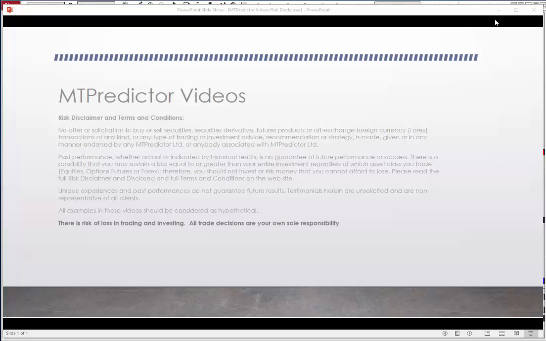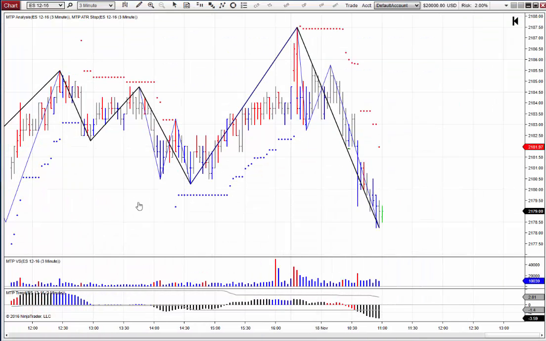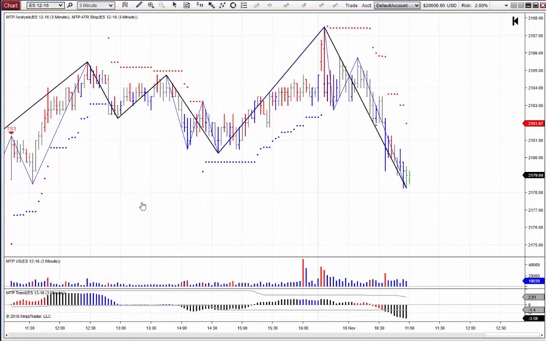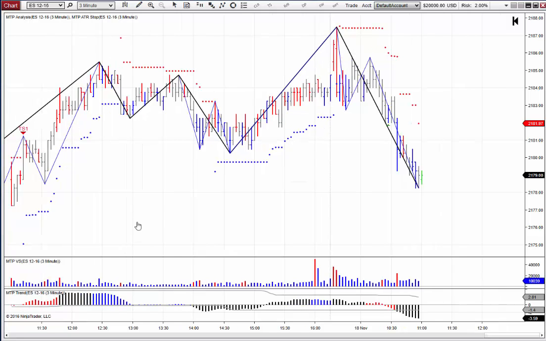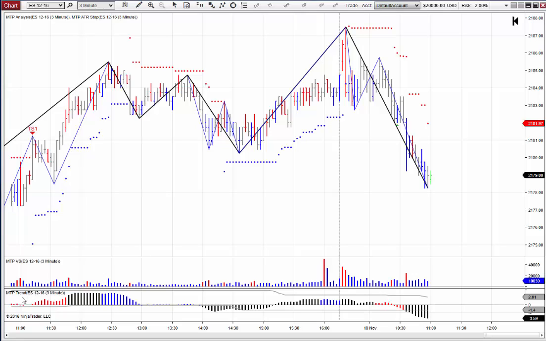Right, let's have a look at our NinjaTrader 8 add-ons. In these we have a couple of new features. The first of these is our new MTPTrend color-coded indicator. You can see it's down here on our chart here.